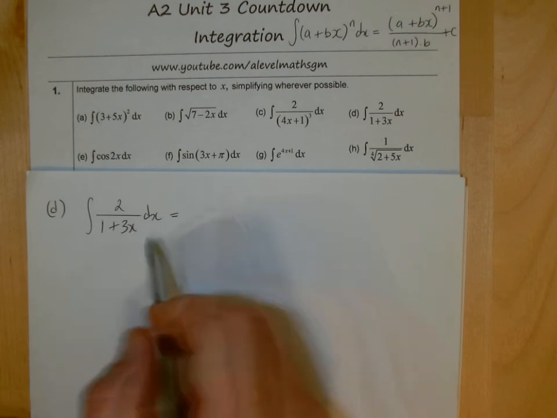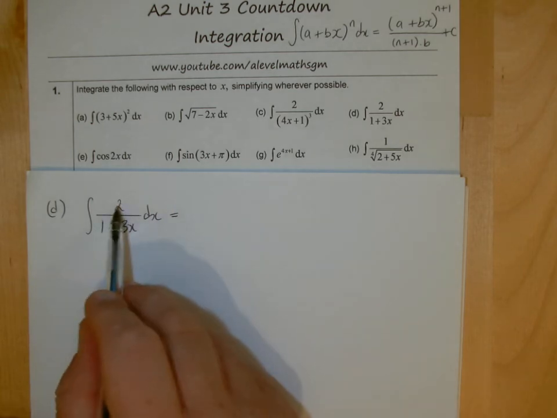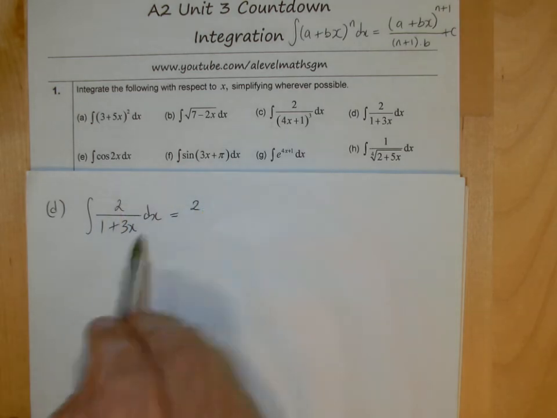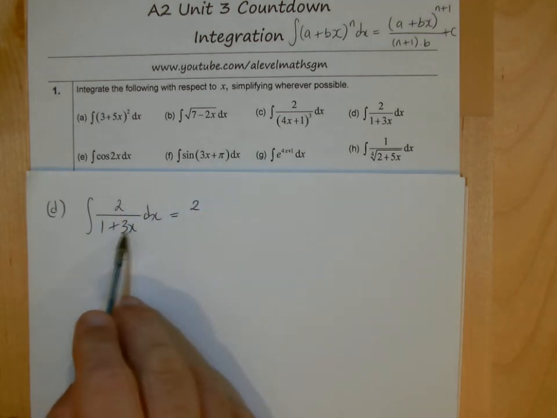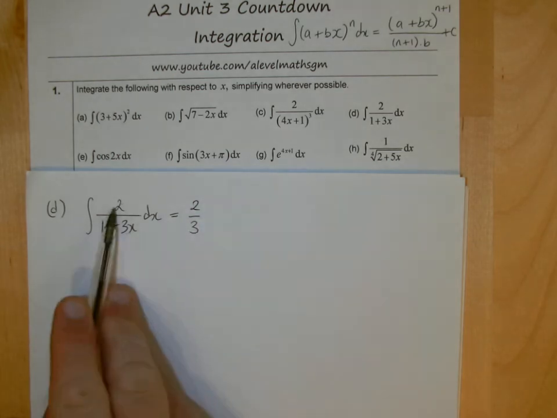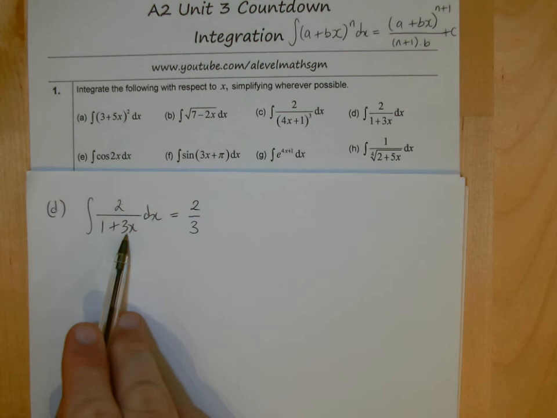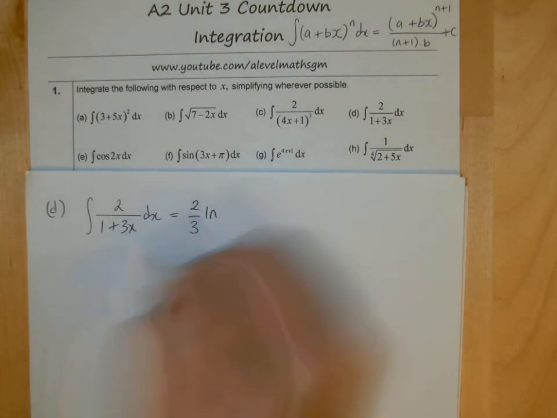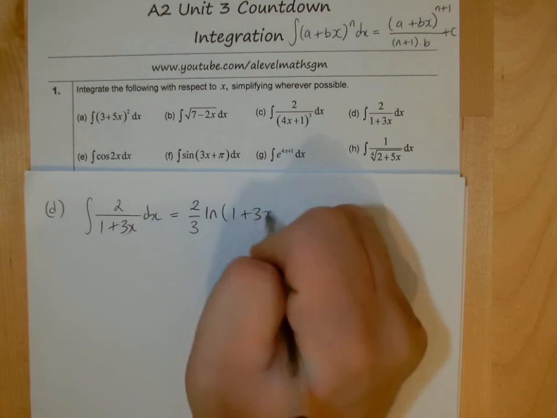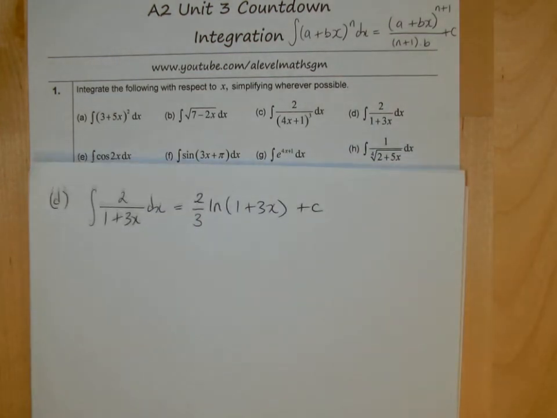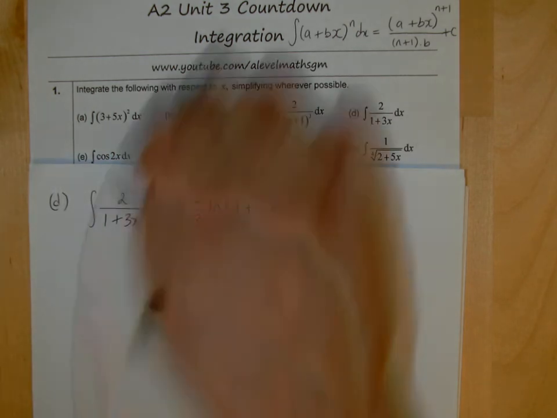So what you do here is, if you've got a number on the top, in this case it's 2, we'll put that to start with. And then if you've got a number in front of the x, in this case it's 3, we put that on the bottom. So you see what's on top, you see what's in front of the x, which is 3 in this case, and then you write your ln, and then in brackets 1 plus 3x, plus a constant, and we're done. So it really is that simple.